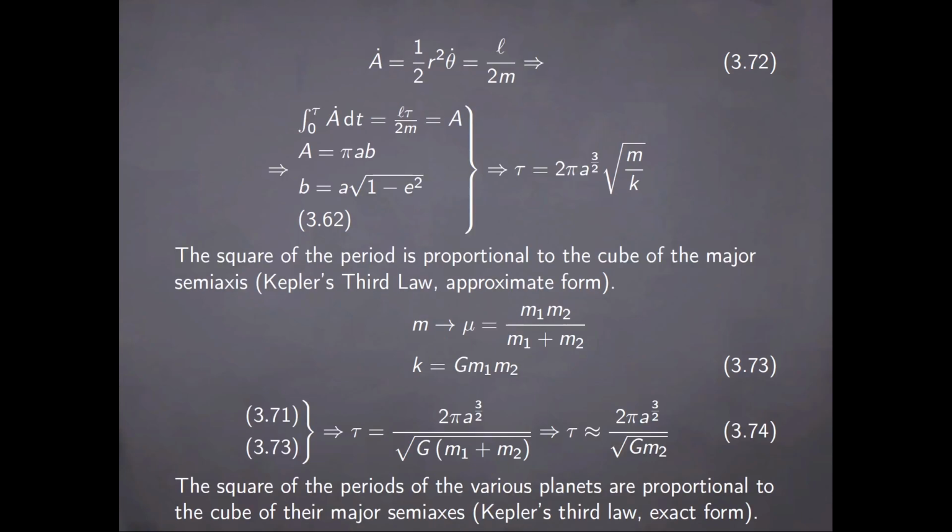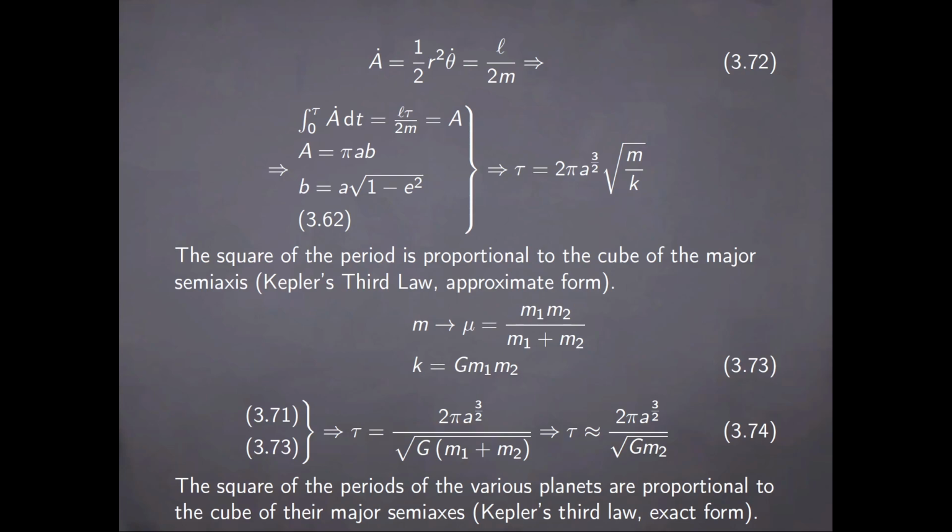Another way to obtain this result is to start directly from Kepler's second law, from the constant areal velocity. So if we take Kepler's second law and we simply integrate it over a period of the motion, we obtain the total area swept by the radius vector being equal with the quantity here, angular momentum, multiplying the period and divided by twice the mass of the moving body.